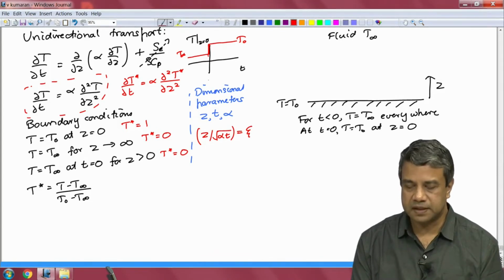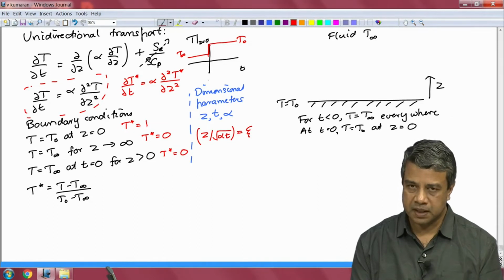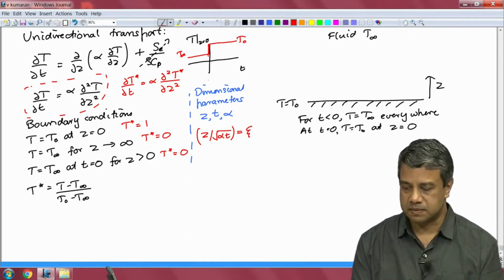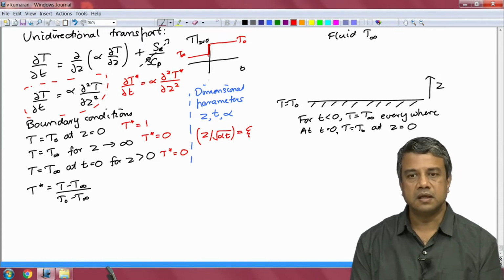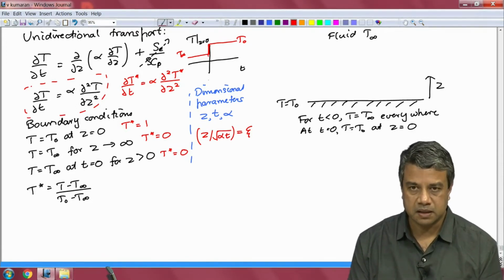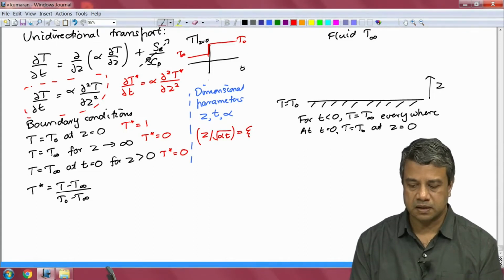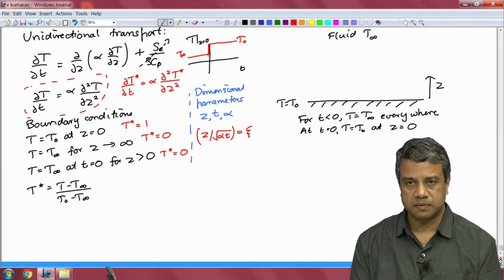And if I can express my equations entirely in terms of psi and my boundary conditions entirely in terms of psi, then I will have effectively converted the equations and the boundary conditions into equations in terms of only one parameter, z by root alpha t or psi. And therefore, I would have converted my partial differential equation into an ordinary differential equation, and then I know how to solve the problem.